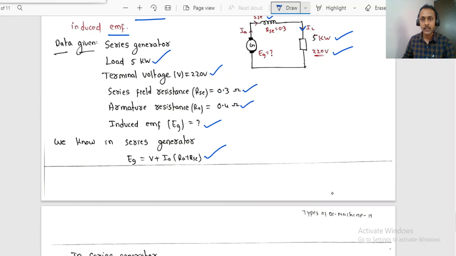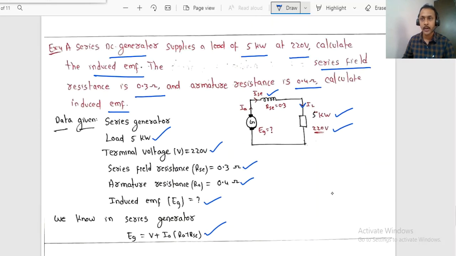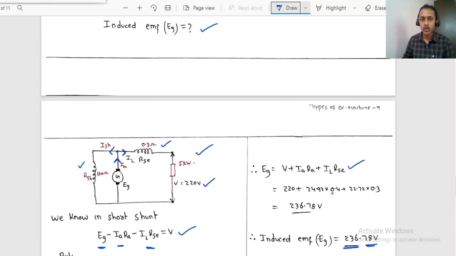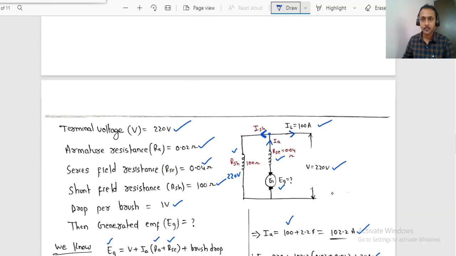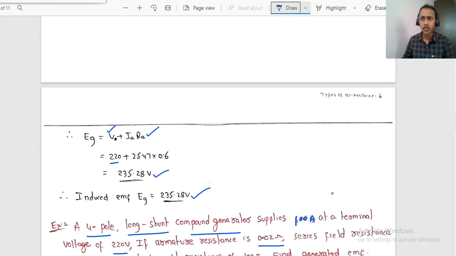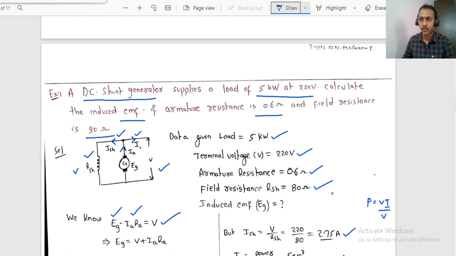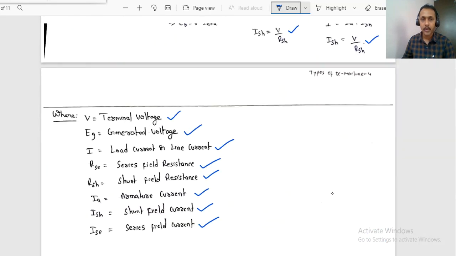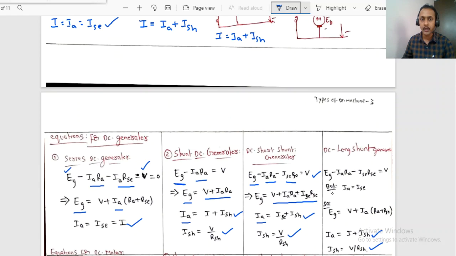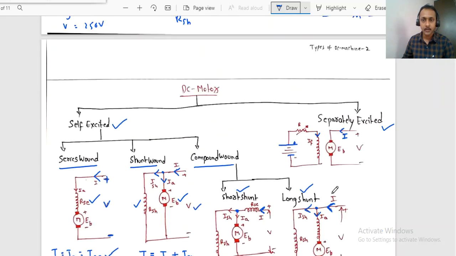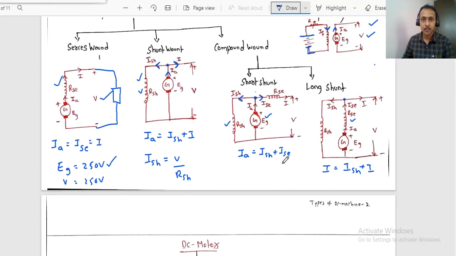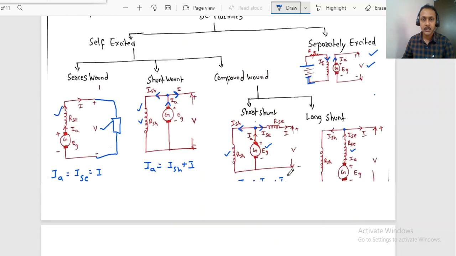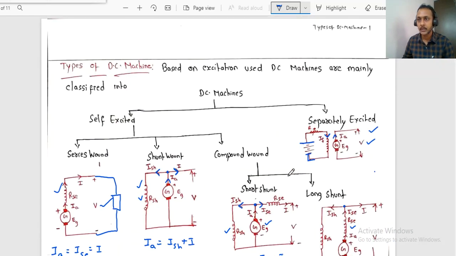So dear students, like this you have to attempt the questions on this topic. This topic is important. So in this video we have discussed nearly four examples on all the different types of DC generators, right? Shunt, series, compound, and these classifications and the KCL equations, all those things are completed, right? Thank you.